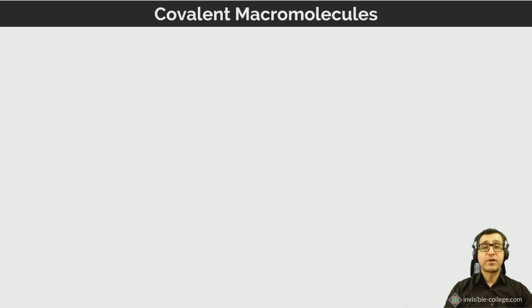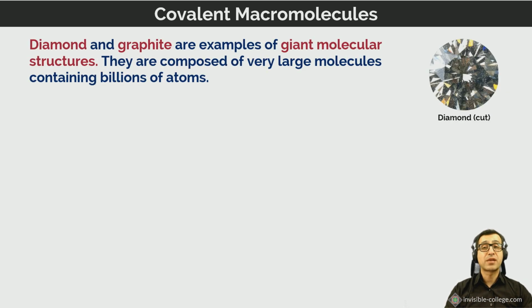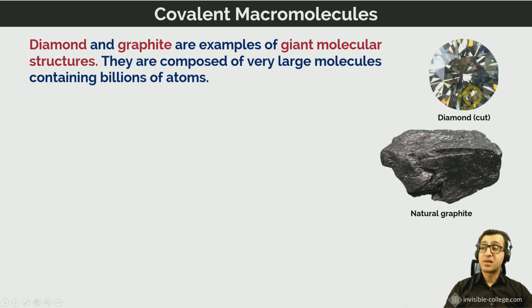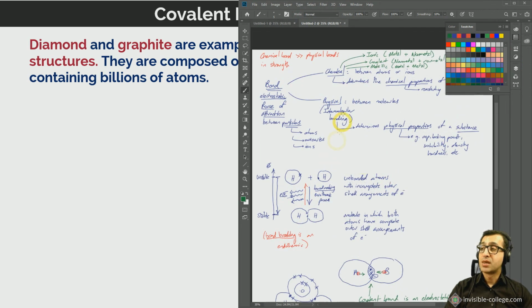So diamond and graphite, these are examples of giant molecular structures. These are made up of very, very large molecules consisting of billions of atoms, all covalently bonded together. And so, in a real sense, a diamond is kind of like a giant molecule, a molecule which is visible, and it's a molecule because it satisfies the definition of a molecule. Each one of the carbon atoms in that diamond is chemically bonded to other atoms.